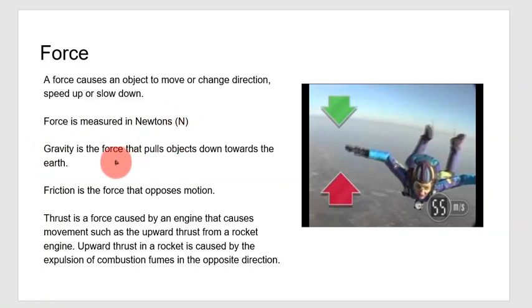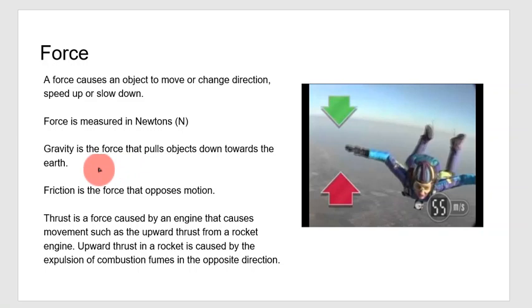To think about a force, for example, gravity is a force that pulls objects down towards the earth. The force of gravity on the earth is acting on our body all the time, keeping us attached to the earth. Likewise, the sun is a huge body with massive mass, and it's exerting a force of gravity on the earth, causing the earth to rotate around it. So gravity is a force.